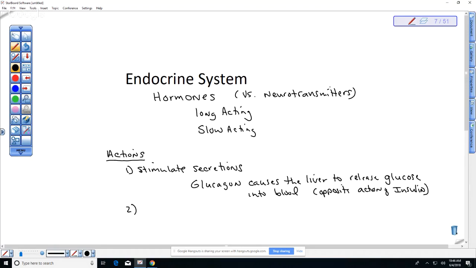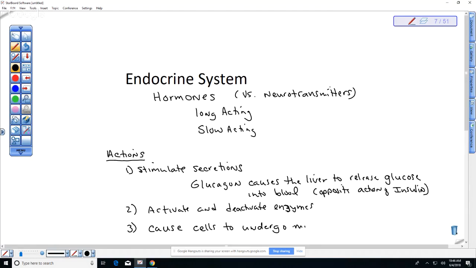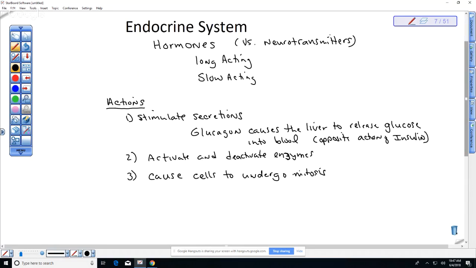Okay. They can activate and deactivate enzymes. Okay. They can cause cells to undergo mitosis. So those are just some of the actions that hormones can do. So then we're going to talk about the types. We'll put et cetera. There's more, actually a lot more. We'll talk about those as we get to them.